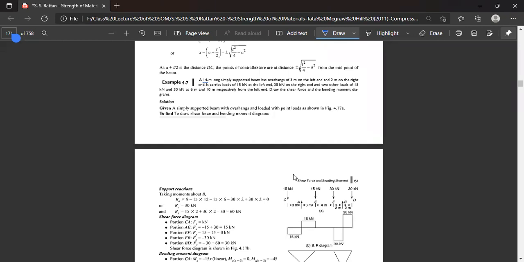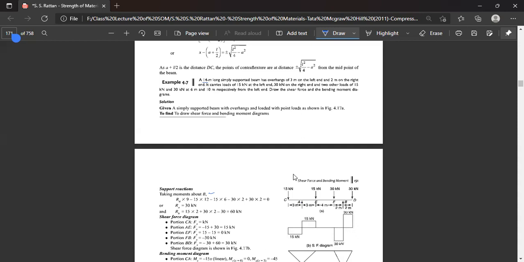First of all, we have to calculate the reaction at A, RA, and the reaction at B, RB, and we can do so by taking moments either about A or about B. Here we are taking moments about A, so RA will be at a distance of 4 plus 3 plus 2, that is 9, RA into 9. RA is acting upwards, while the 30 kilonewton is acting downwards at a distance 3 plus 3, 6, plus 4, 10, plus 2, 12. So minus 30 into 12, and another 15, acting at a distance 6 plus 2... minus 15 into 6.